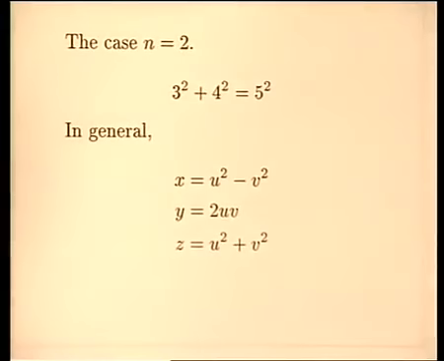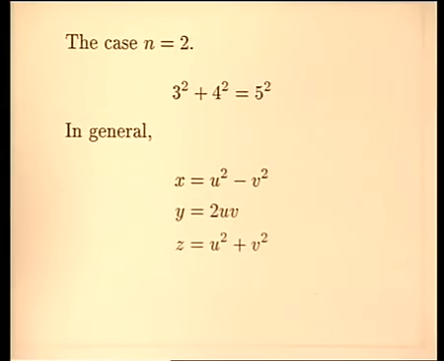In this case, it is well known that there are solutions, the simplest of which is 3 squared plus 4 squared equals 5 squared, and this particular relation has been known at least since the time of the ancient Babylonians, and so is probably one of the oldest arithmetic facts in history.